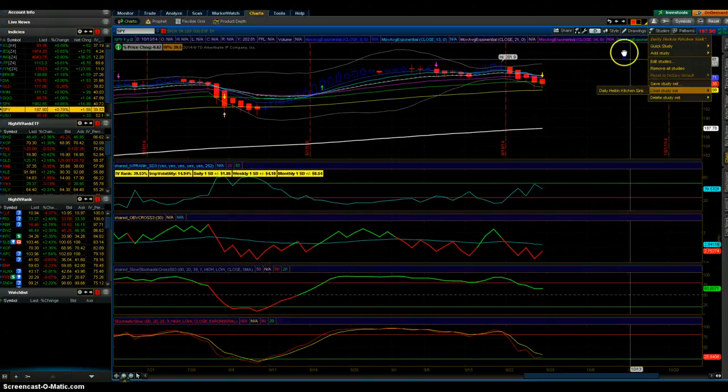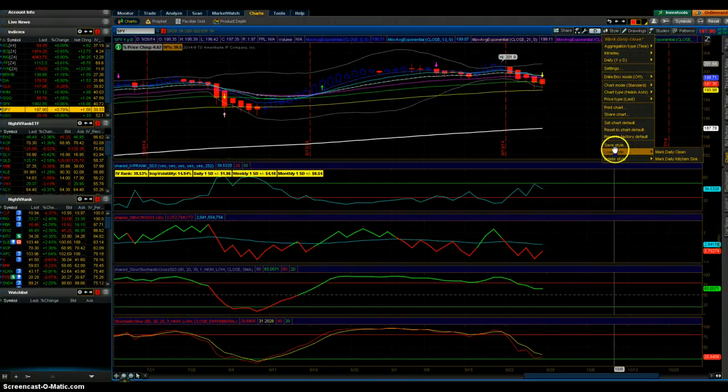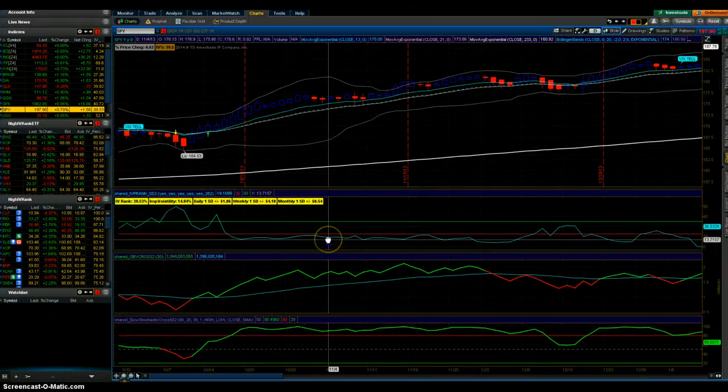And you can see these are the styles. So I'm just going to load a style right here. And this is a clean chart. I tried to clean it all up. All right, hope that helps.